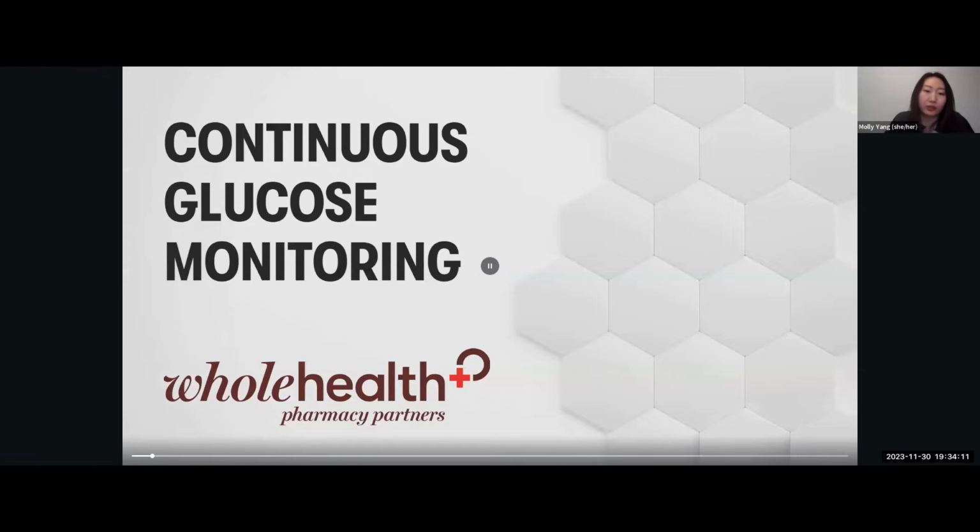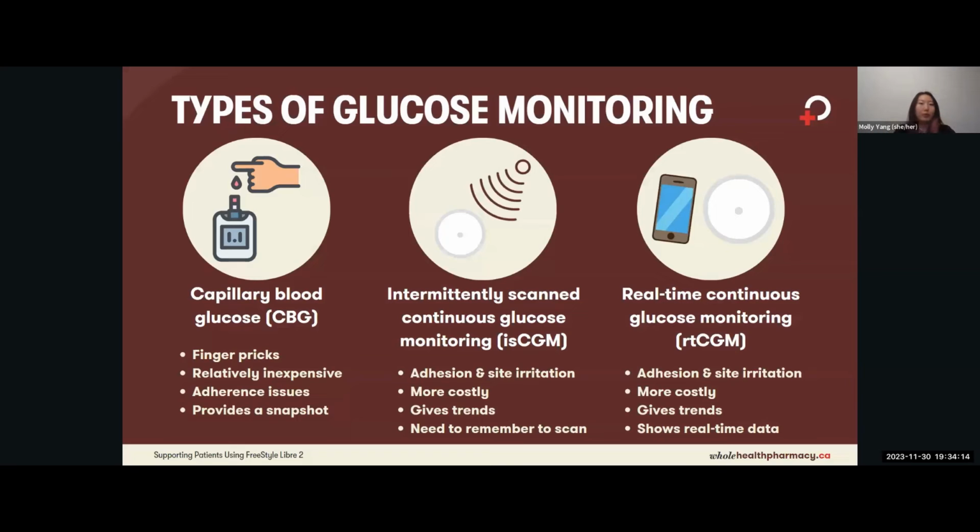So let's get into continuous glucose monitoring. I'm sure this is a review for many on the call here, but there are 3 different types of glucose monitoring. We have capillary blood glucose through finger pricking. We also have continuous glucose monitoring through either flash or intermittently scanned CGM and real-time CGM. Now, there is a role for all 3 of these. For example, finger pricks may be preferred for some patients due to cost or if they only need to test once daily. However, finger pricks ultimately only provide a snapshot and don't show the full picture of glucose control within a patient. And then you have continuous glucose monitoring, which is more costly, but can provide a better look at the glucose control for a patient, and it can look at trends.